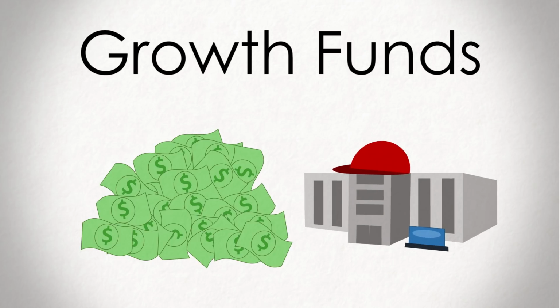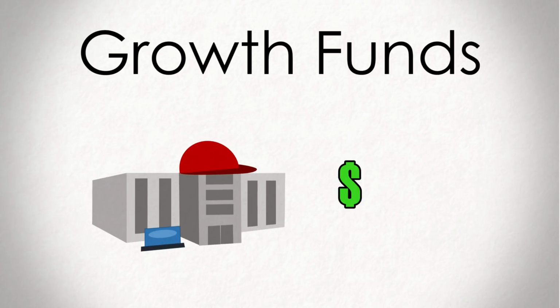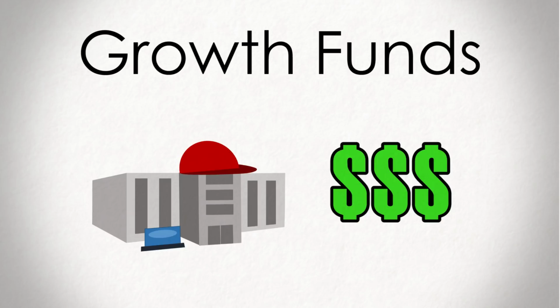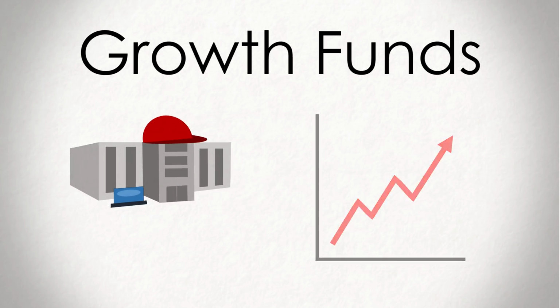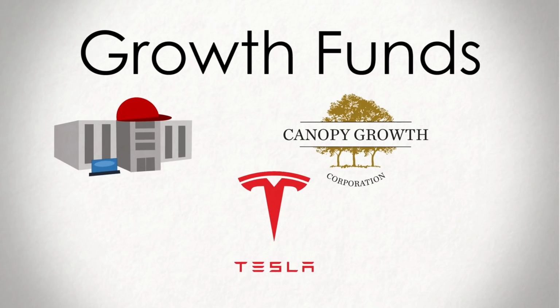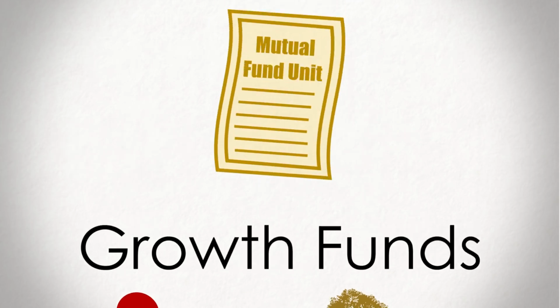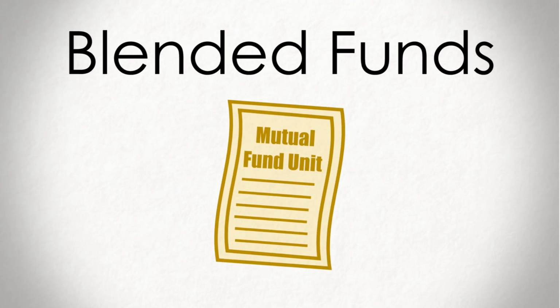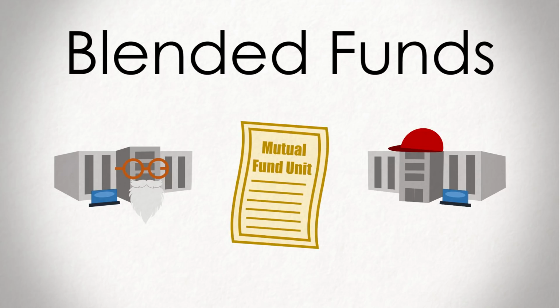Growth funds, on the other hand, often invest in less mature companies. These companies may be more expensive on a stock basis, but they offer a lot of growth potential. This is where you would find your Canopy Growth, Tesla, and Amazon positions. Some funds are also described as blended, which, like a balanced fund, is a mix between the two styles.